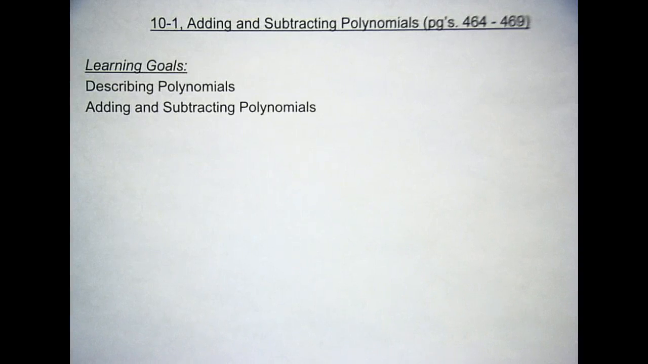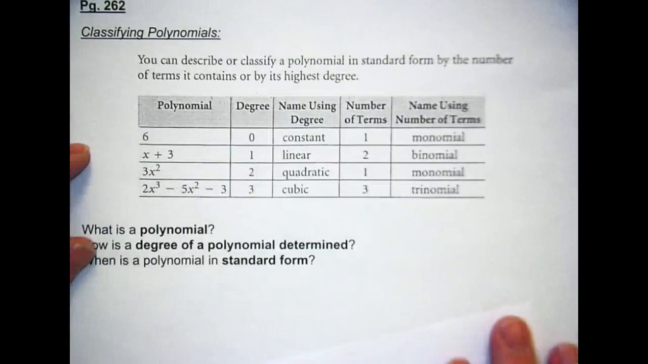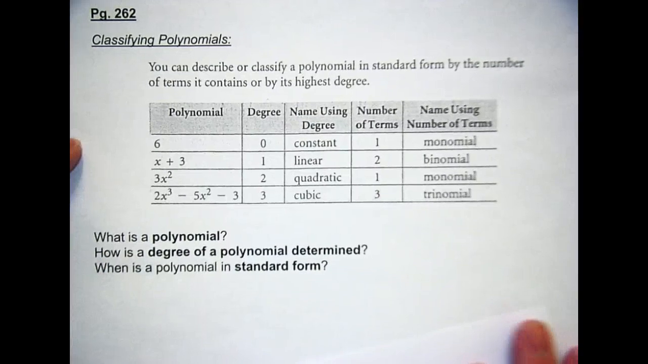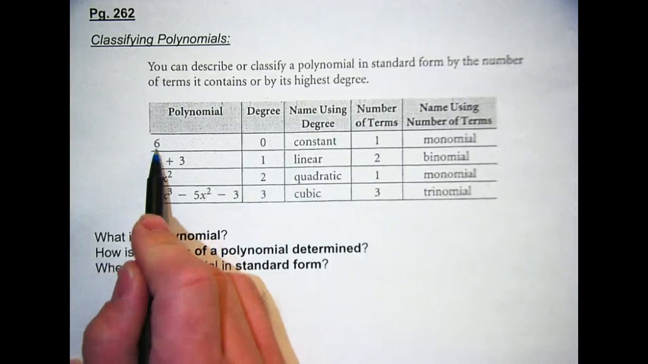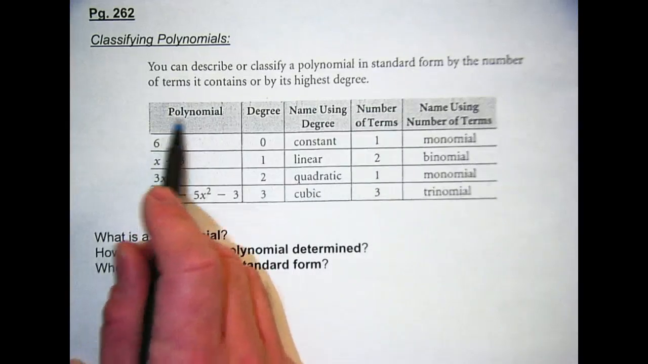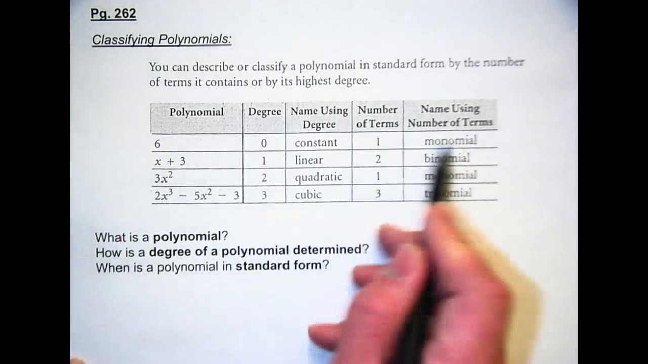Okay, so the first bit of information you need to have down is how to classify polynomials. This is on page 262, so if you want to use a textbook, you definitely can. To classify polynomials that are in standard form, you can describe them by their degree and by the number of terms. If you look at a polynomial, say like this one here, poly means many, and we've got many terms here. Well, there's only one term here. If it has one term, it's called a monomial.